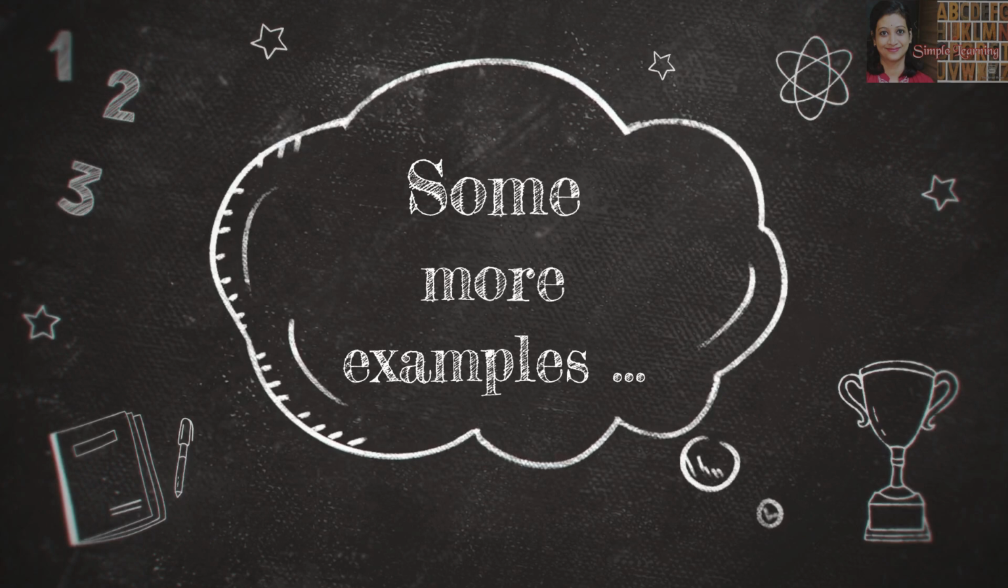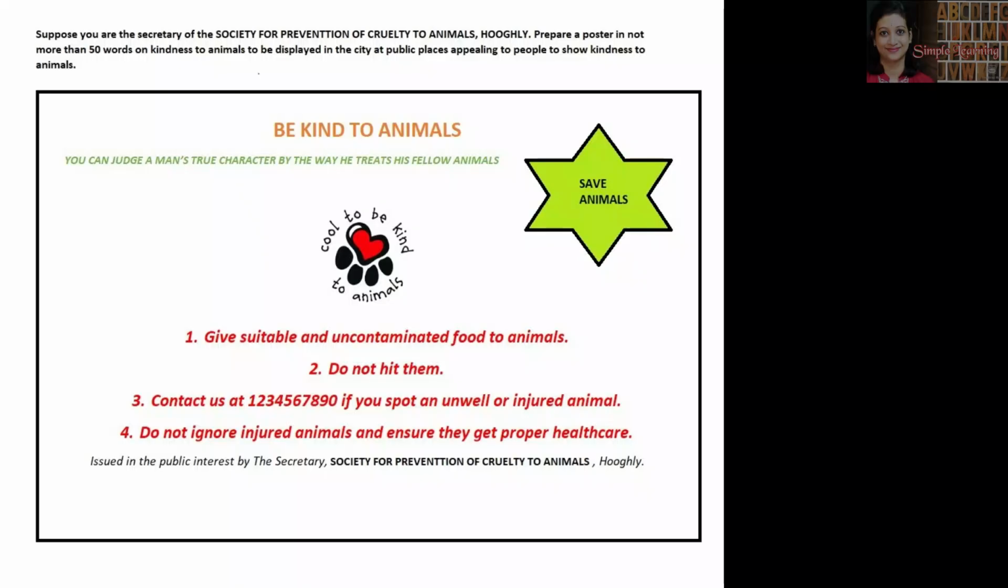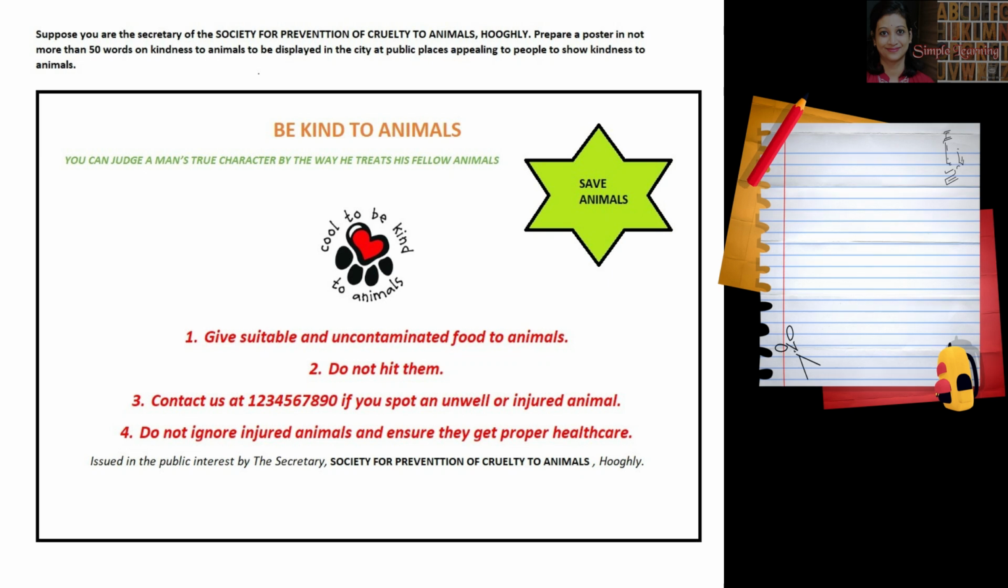Next in this video, you will get to see some more posters designed on various topics. You can take screenshots and study them later. Here is our first example. The question is, suppose you are the secretary of the Society for Prevention of Cruelty to Animals, Hooghly. Now, prepare a poster in not more than 50 words on kindness to animals to be displayed in the city at public places, appealing to people to show kindness to animals.